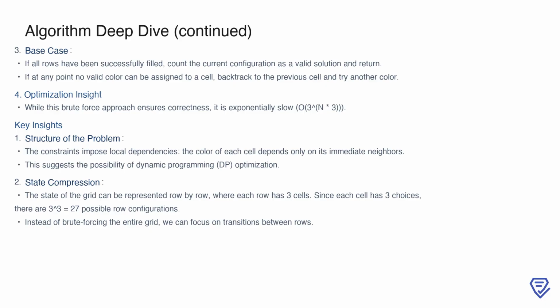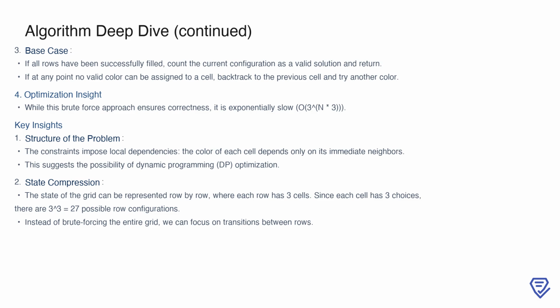Now, let's start by understanding the constraints. Each cell has 3 possible colors, but adjacent cells cannot share the same color. This means that the number of configurations for a given row depends not only on the colors within that row but also on how it aligns with adjacent rows.